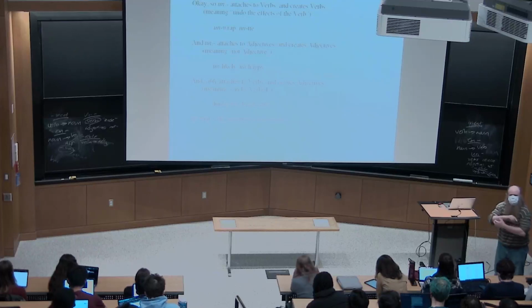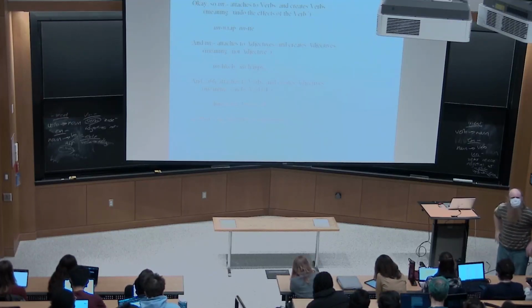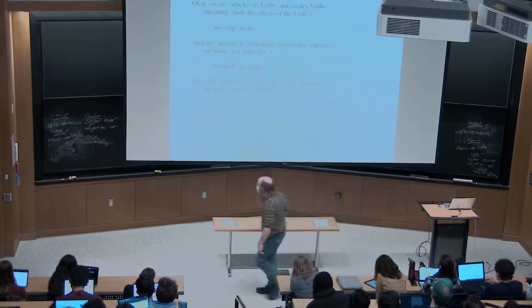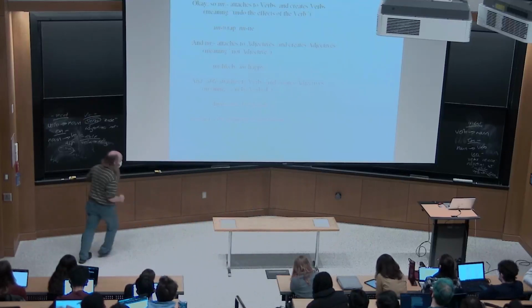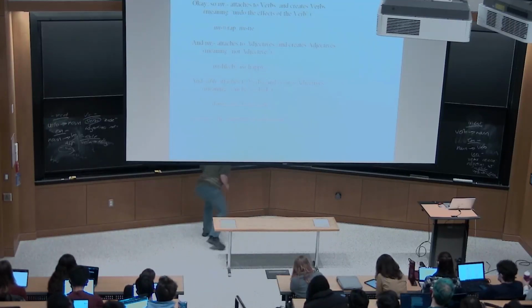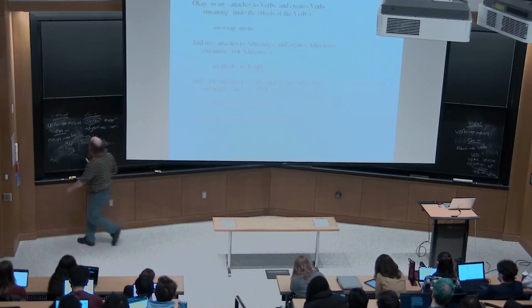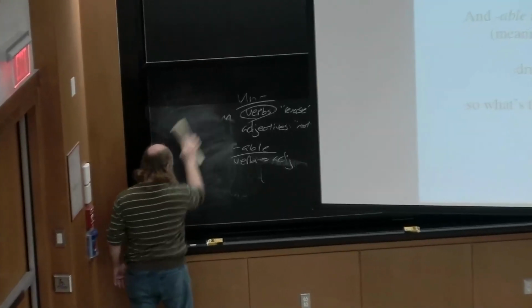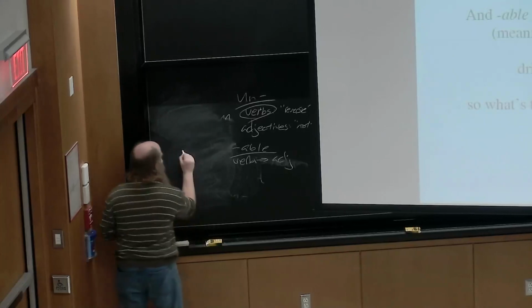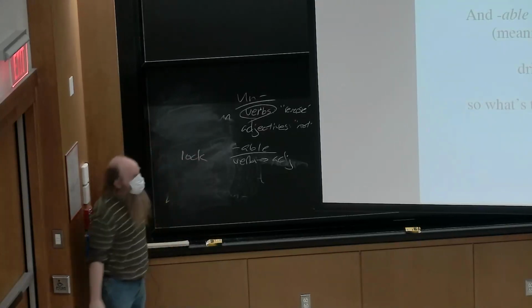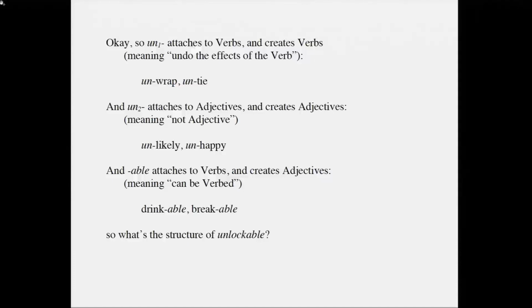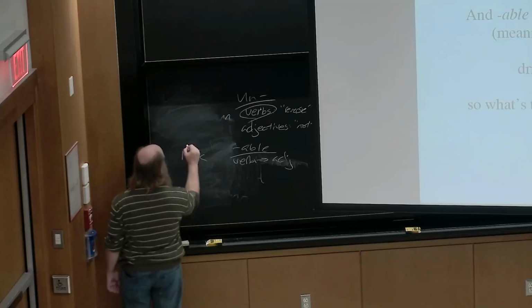What should that be able to mean? Yes, is the answer. So if we're going to start with lock, let me find an eraser. So we'll do this over here first. If we're going to start with lock, what shall we add first? Un, let's say. Okay, so lock is a verb.